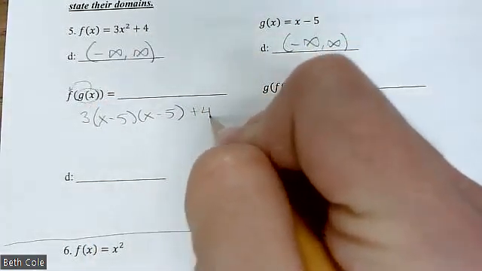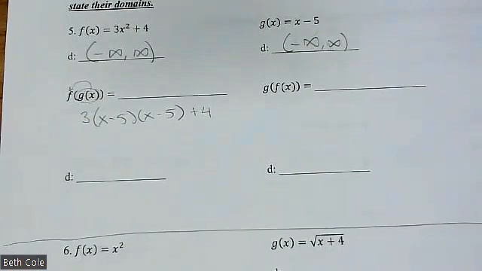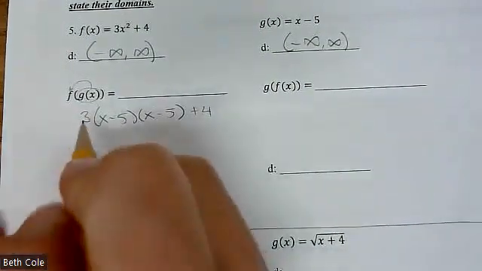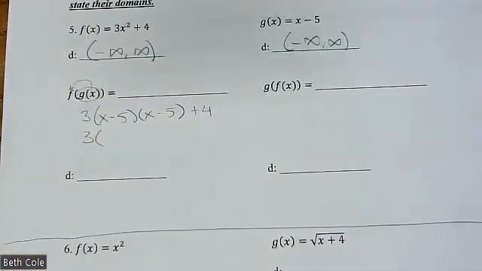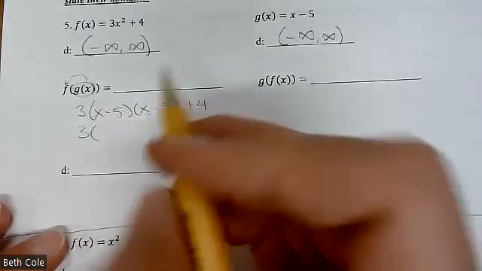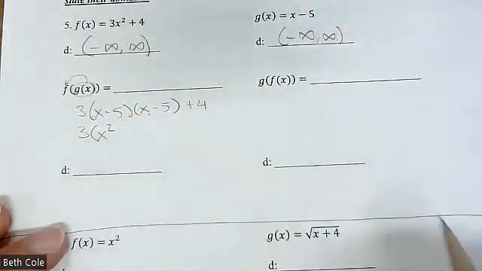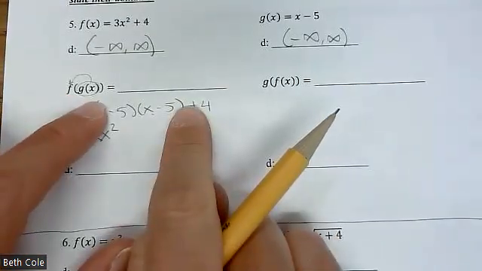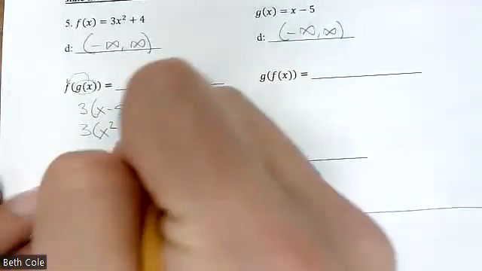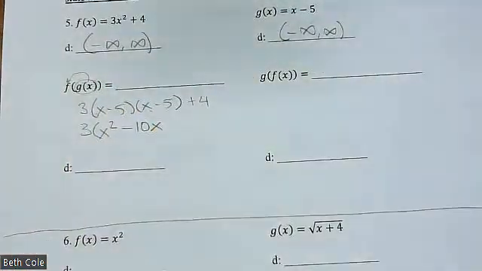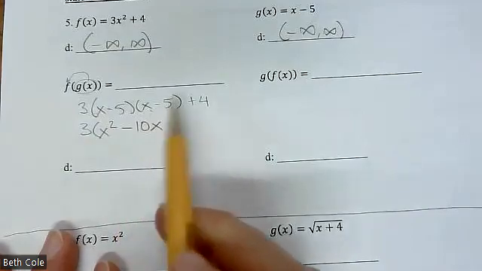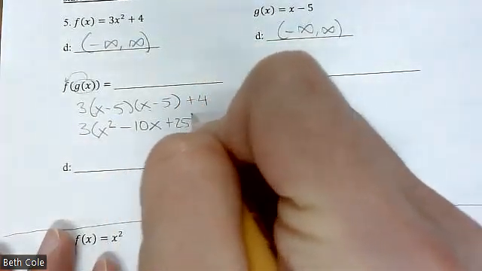Plus 4. Good. So we're going to multiply all that together. It's tedious, but it's not hard. You just can't be a giver-upper, okay? The 3 is going to hang out. Put a parenthesis. First, outside, inside, last. X times x, x squared. Minus 5x minus 5x would be minus 10x. Good. Negative 5 times negative 5 is 25.